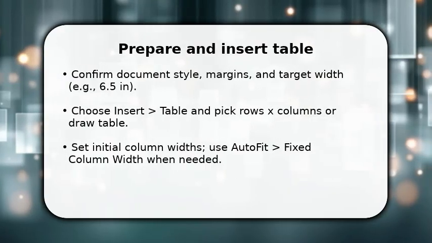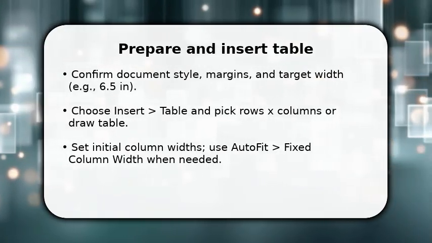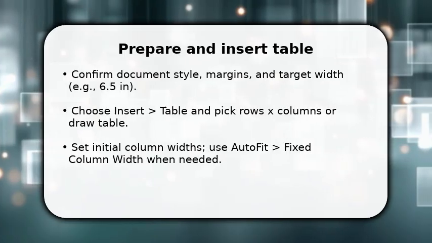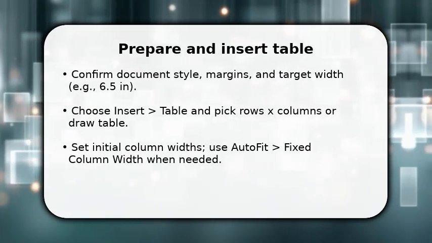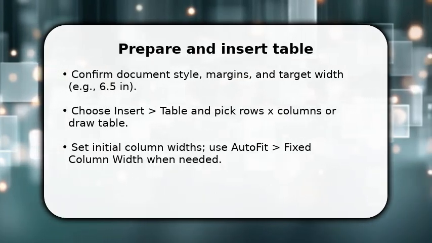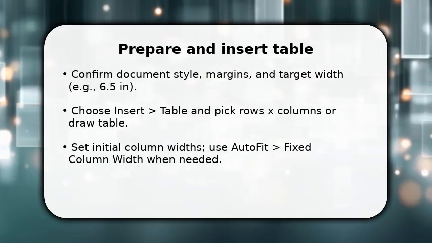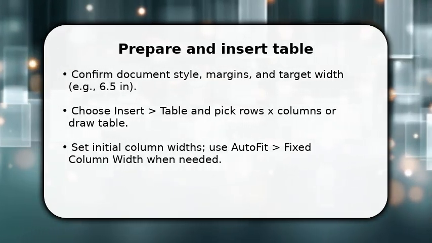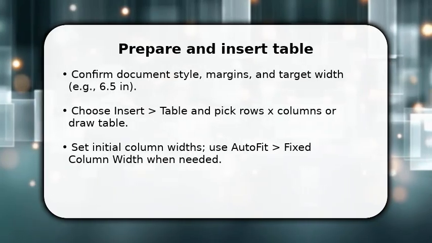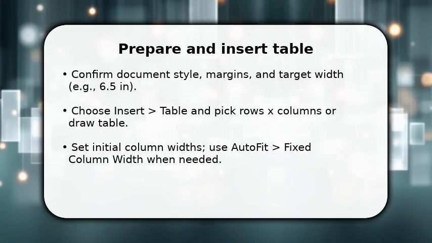You start by confirming the document layout and the exact table width so cells won't overflow. Next, insert the table using Insert Table or draw it. Pick the rows and columns you need now. Once placed, set initial column widths and apply Auto Fit if content varies. Make sure to lock a fixed column width only when layout must not shift. This gets you immediately into editing instead of fiddling with settings later.